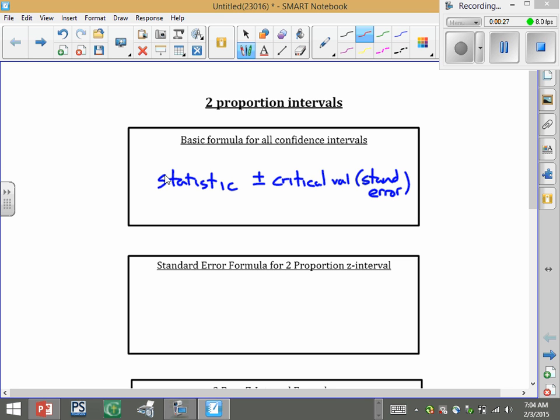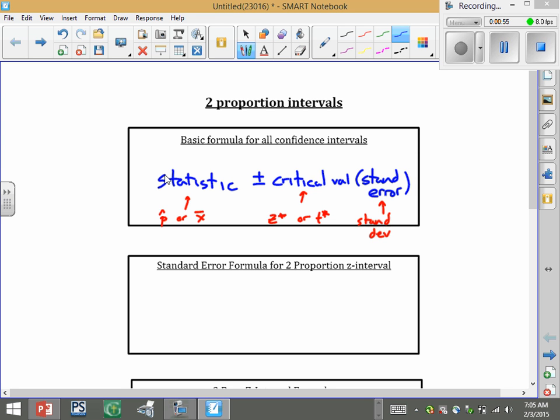Remember, the statistic for us, we either deal with p hats or x bars. The critical value, it's either a z star or a t star, and then the standard error, there's all the different forms of the standard deviation that you don't have to memorize, but you have to be able to recognize them off of your formula sheet. So the standard error for a two proportion z interval. This one's kind of hefty looking.